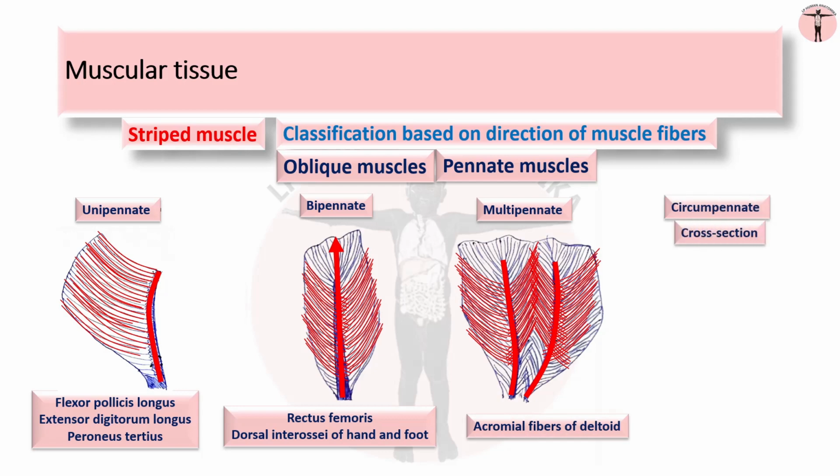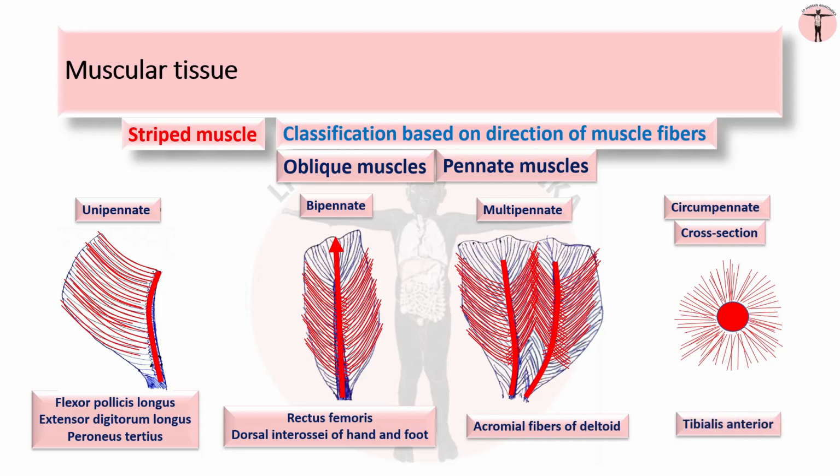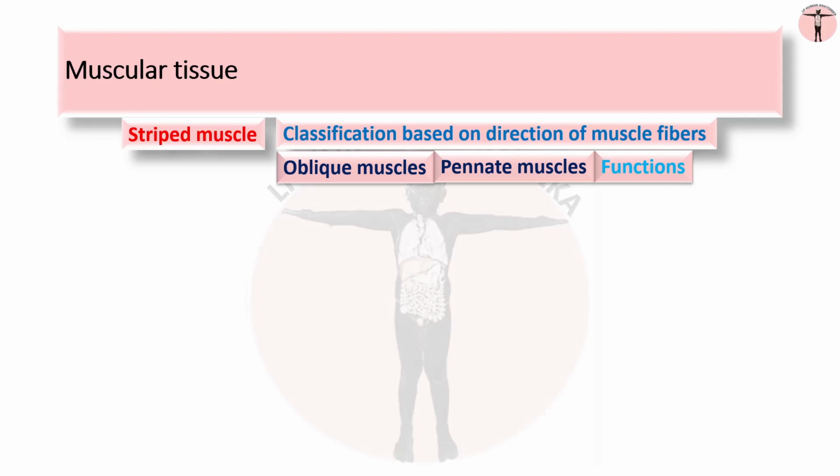In circumpinnate muscle, the muscle is cylindrical within which a central tendon appears. Oblique muscle fibers converge into the central tendon from all sides. Example is tibialis anterior. The functions of pinnate muscles are: the range of movement is diminished because of the shortness of muscle fibers and oblique direction of the pull.